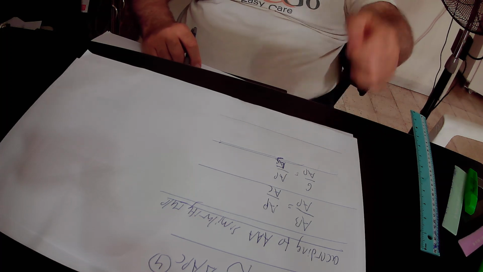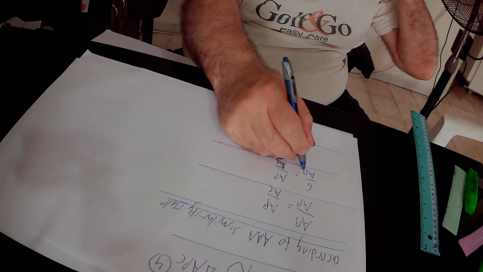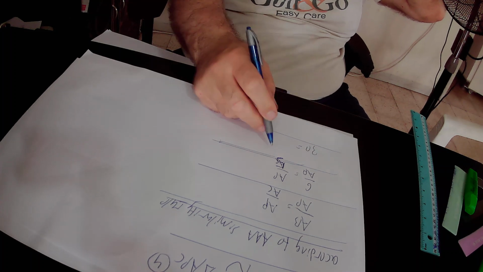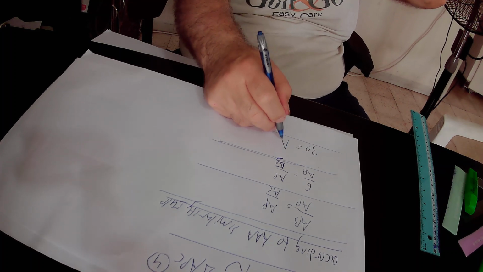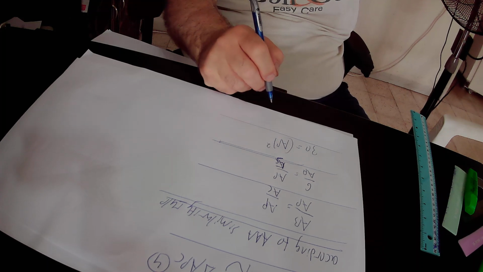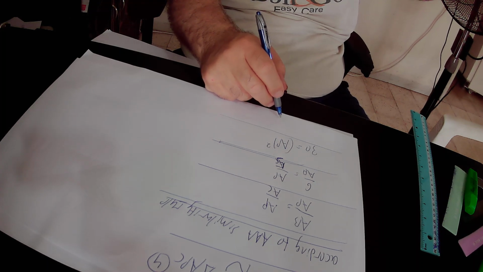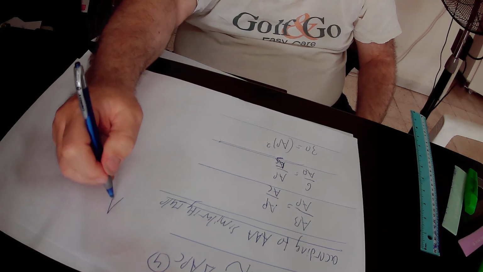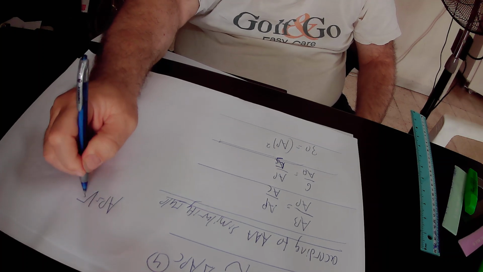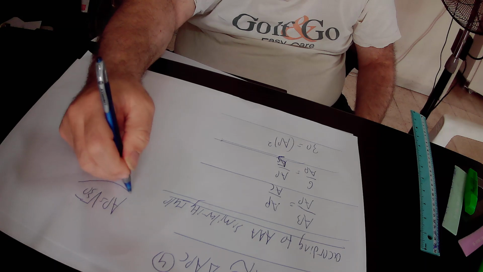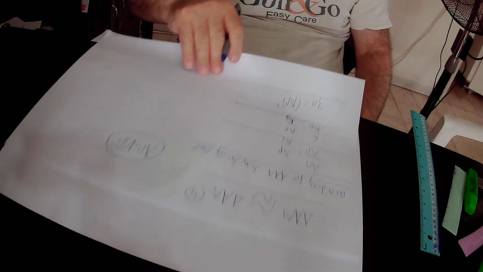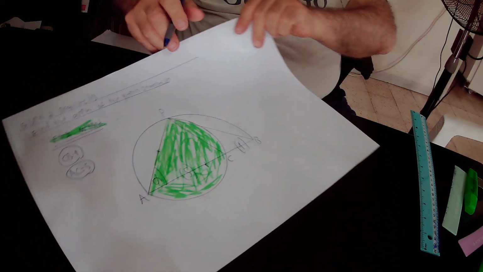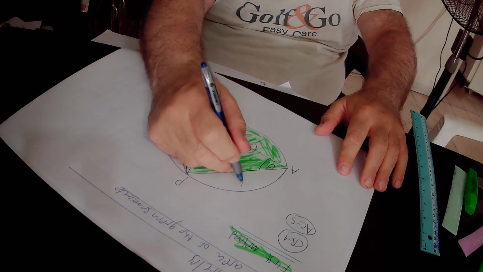Here we cross multiply this equation, and we get that 5 times 6 is 30. So 30 equals AP times AP, that is AP squared, or AP squared equals 30. We take the square root of this equation, and finally we get that AP equals the square root of 30 units in its length. This is AP. That is equal to the square root of 30 units in its length.